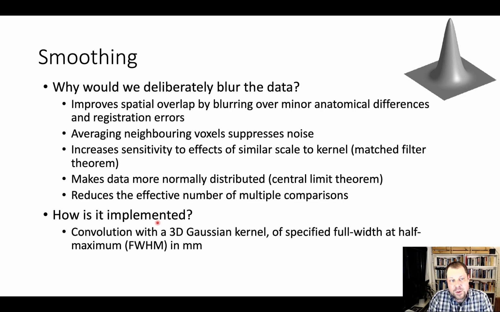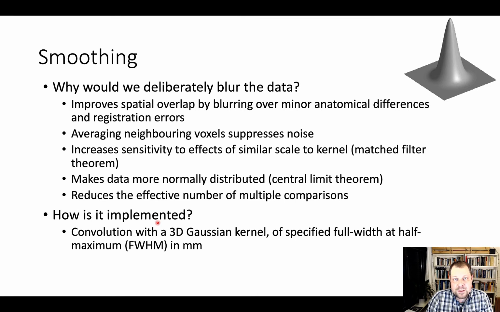Now, there's a number of reasons why we might do this. One is that it actually improves the spatial overlap. So in the previous step, we do spatial normalization across multiple brains, and there are some inaccuracies in transforming each brain and normalizing each brain to the template. Although these steps are improving, and using the unified segmentation algorithm that SPM12 now offers gives some advantages and improves this step as well. So we blur over these minor anatomical differences and registration errors.